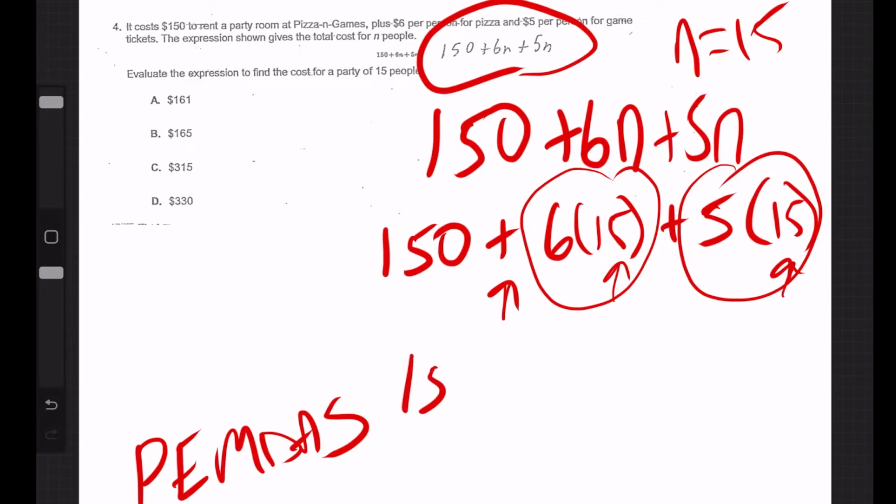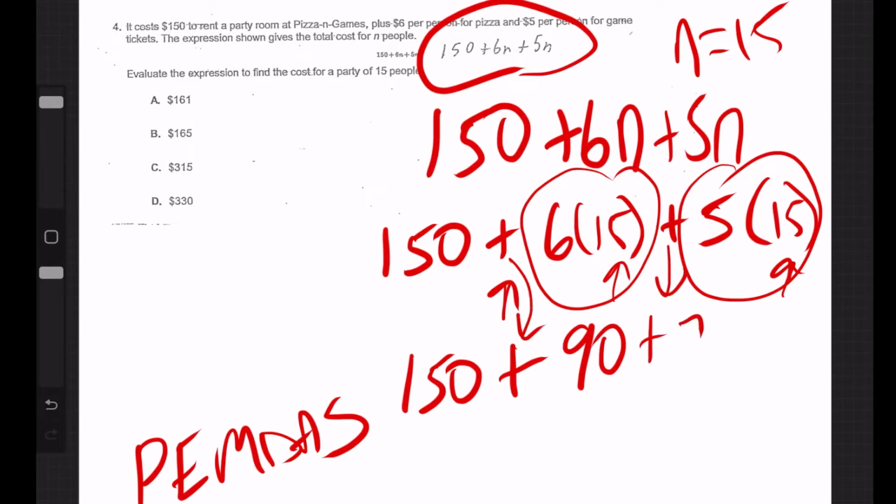So here I've got 150 plus. Now what is 6 times 15? Well, that's 90. And now we've got plus again. We're just bringing this plus down, right? Then what is 5 times 15? Well, that's 75. Now we've rewritten the problem and there's no parentheses. There's no exponents. We've done the multiplication and division.